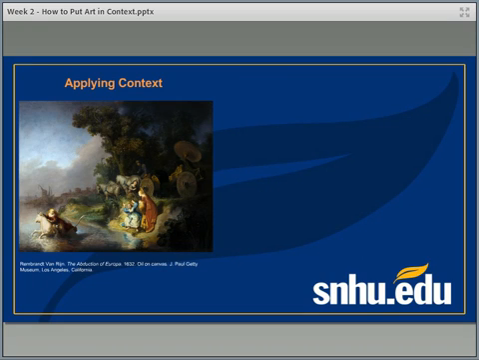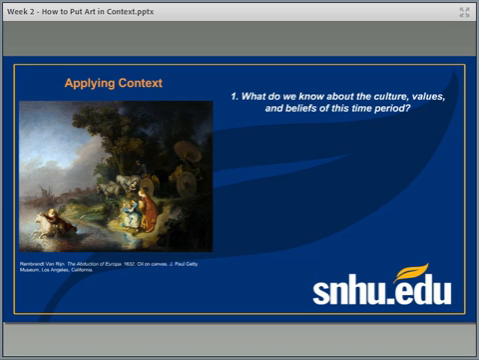When we apply context to this other work that we looked at back when we did our visual analysis, for those of you in 202, moving ahead in the future to the 17th century and Rembrandt, again we ask ourselves those two big questions. What do we know about the culture, the values, and the beliefs of this time period, and how can we see this reflected in this particular work?